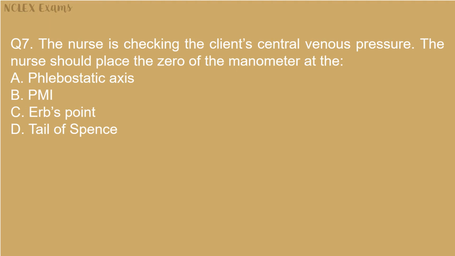Question 7. The nurse is checking the client's central venous pressure. The nurse should place the zero of the manometer at their A. Phlebostatic axis. B. PMI. C. Erb's point. D. Tail of Spence.